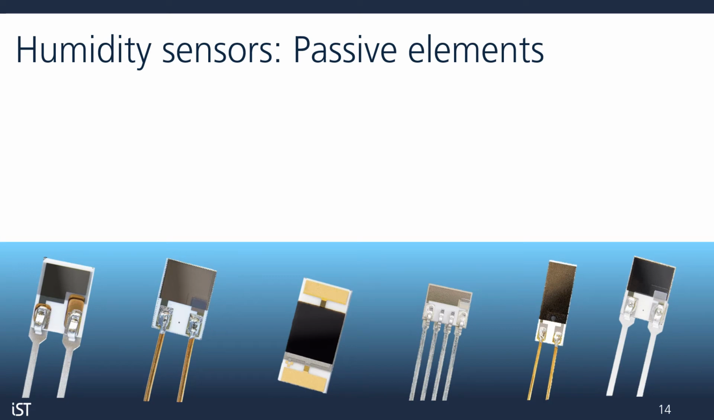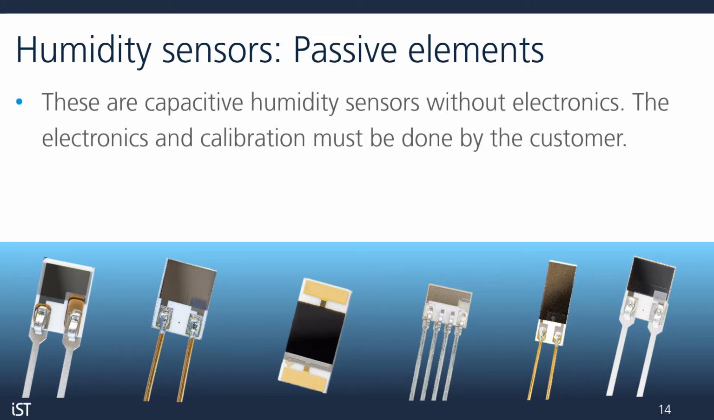Now let's take a look at the sensors. At IST, they're broken into two main categories: passive elements and active modules. We'll talk about the passive elements first. These are capacitive humidity sensors without electronics. The customer will integrate these using their own electronics, and then they'll perform their own calibration. The readout signal in this case is capacitance.